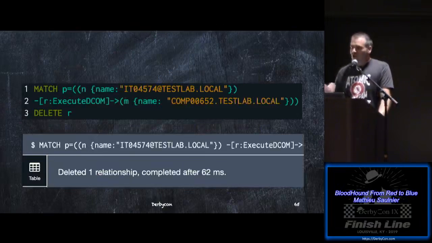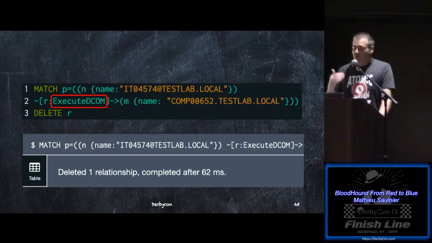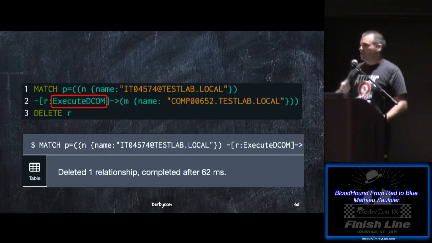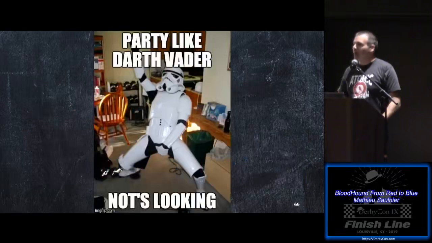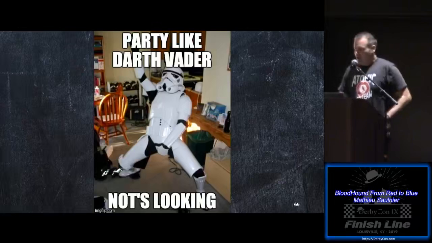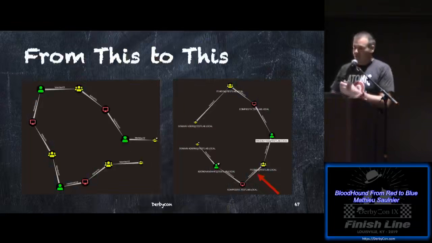Fortunately enough, the solution was one Google search away. So here is the correct way of deleting a relationship. You need to specify which type of relation you want to delete, and then you delete only one relationship. So now you see that we want to target a relationship that is actually named execute DCOM, and that will delete only one relationship. And then I was literally like this in my hotel room.